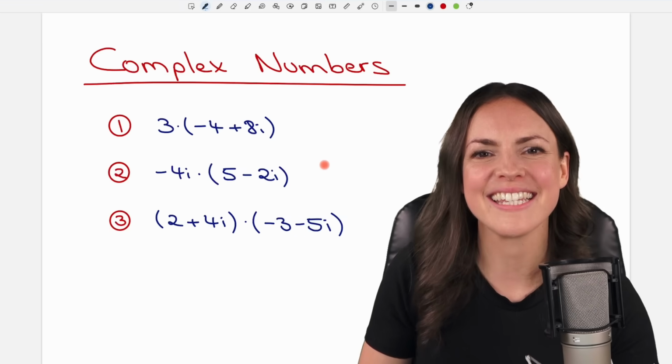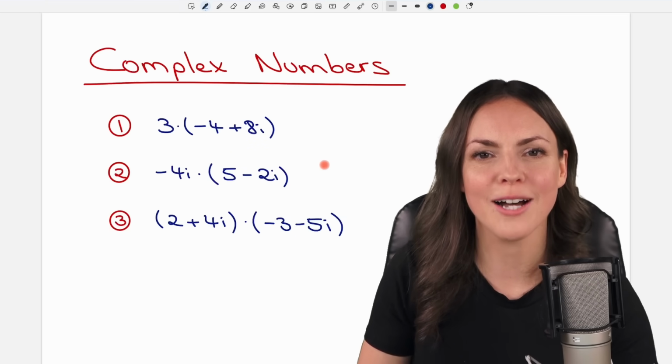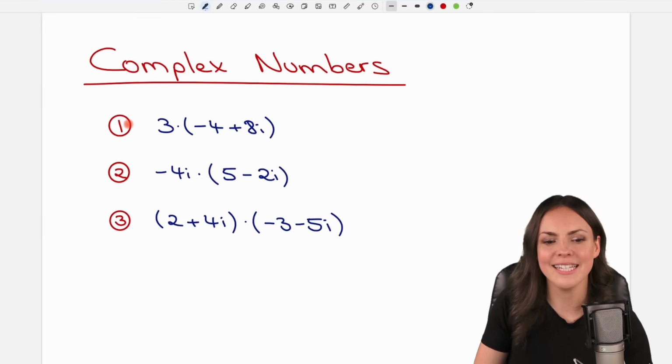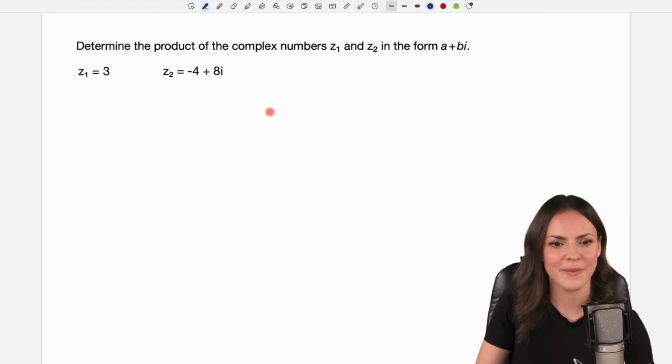Hello my lovelies, it's Susanna, and today I want to show you how to multiply complex numbers. We're going to take a look at these three examples together, so let's start with the first one.